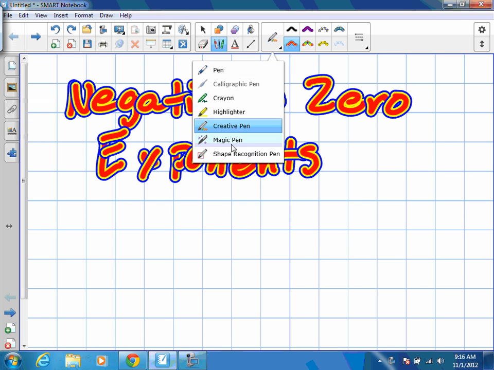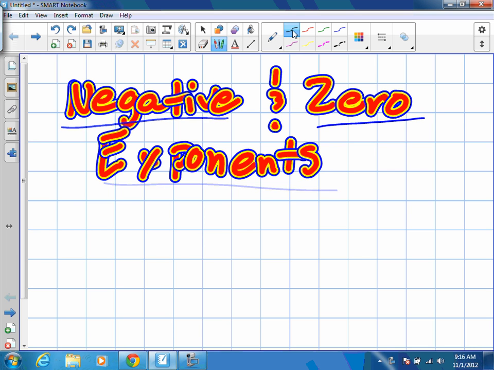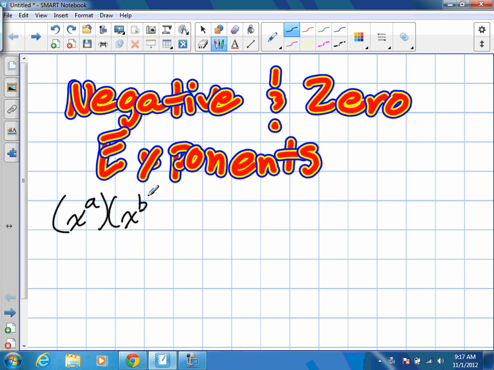Alright, today we're going to go over exponent rules, including negative exponents and zero exponents. So we'll quickly recap our exponent rules. Our first rule would be if we're multiplying two numbers that have the same base, one way we could simplify them is by leaving the base and adding the two exponents together.